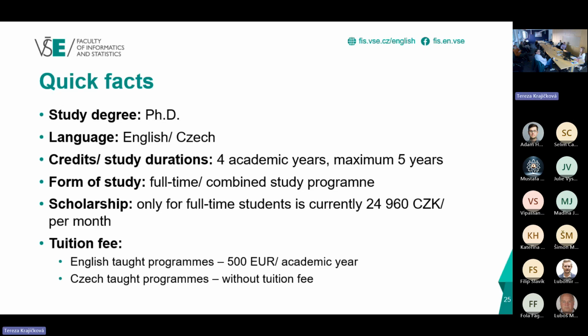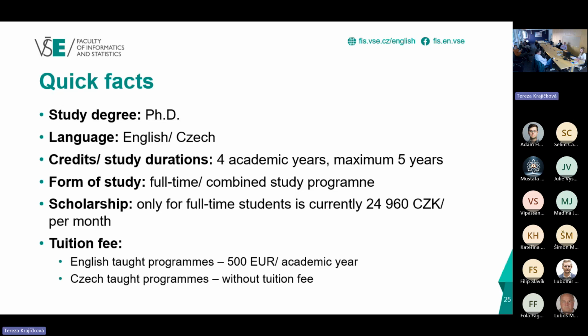The monthly scholarship is at this time 24,096 crowns, and the combined study program is without tuition fee. Regardless of your study mode, full-time or combined, you can also obtain some extraordinary scholarship through your involvement in various activities during your studies, which can amount to tens of thousands of crowns per year.